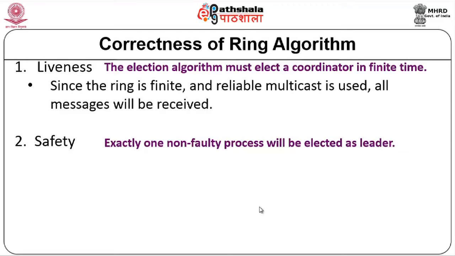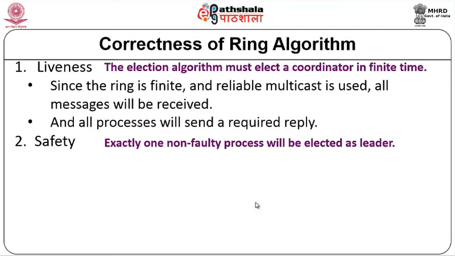Therefore, we say that we know the amount of time communication will take. If any node like our P30 starts an election message, then we know that it will do the whole round around the ring and will come back to P30, or go through P30, in a finite time. So, therefore, our liveness criteria says that we should be able to elect a coordinator in finite time.